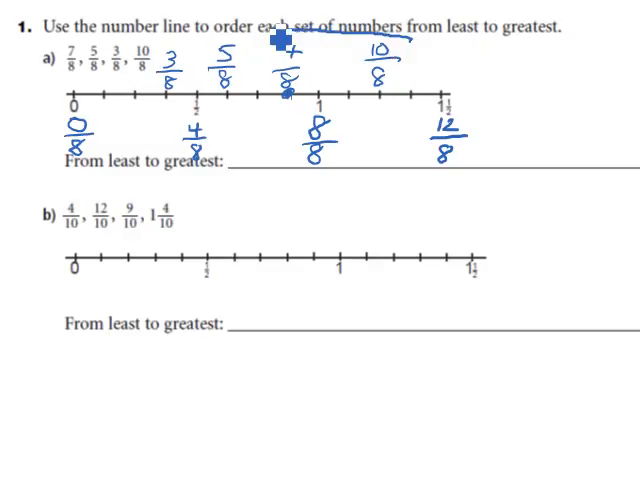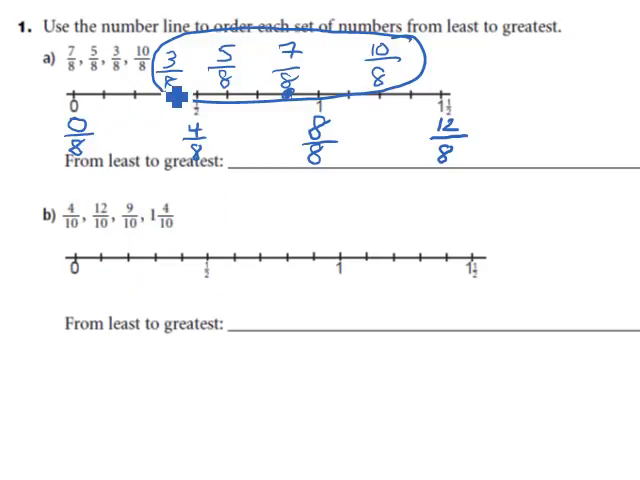Okay, so what is the order? What should they be in? This is the order: 3 eighths, 5 eighths, 7 eighths, and 10 eighths. Same thing down here, because we have a common denominator, it makes it very easy. Same thing up here it's eighths, down here it's tenths.